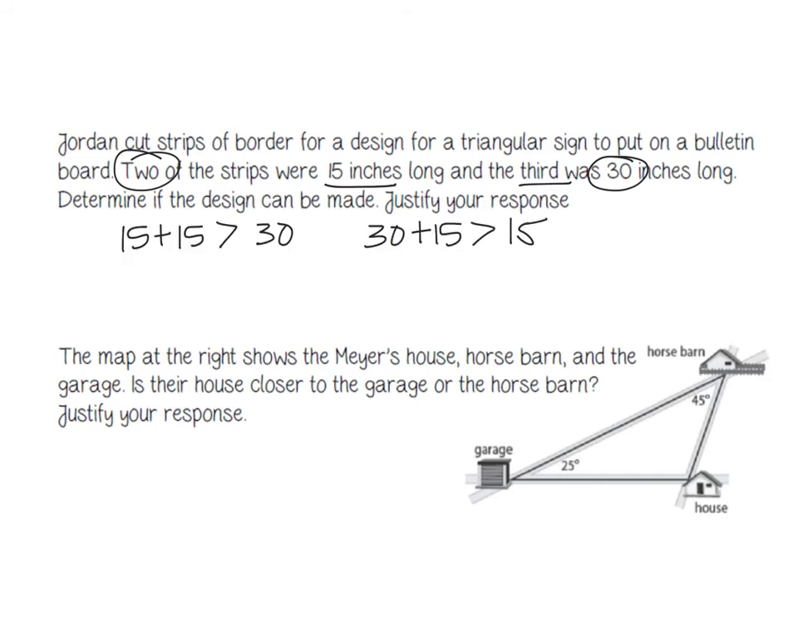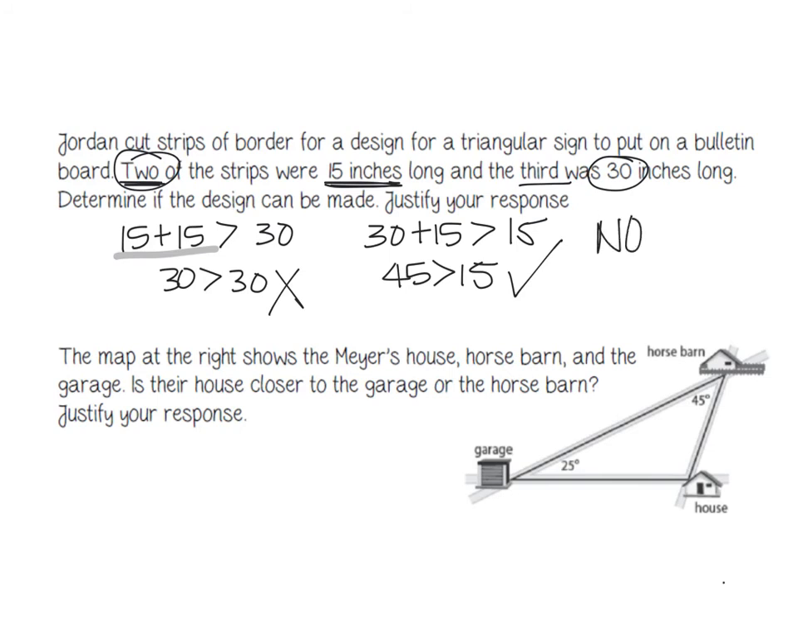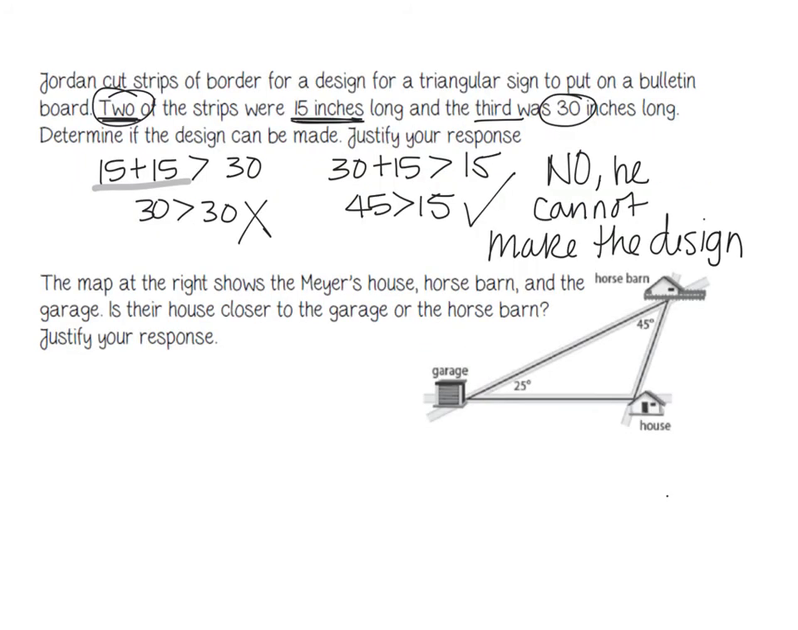So the first thing I'm going to do is just write my equations. I only have to write two because two sides are the same length. So now I'm going to simplify, and I have 30 is greater than 30, and then I have 45 is greater than 15. Well, this one is true, but this one is not true. 30 is not larger than 30. So because of this, the answer is no. He cannot make that design. So that's a lot of words to just do those two little steps.